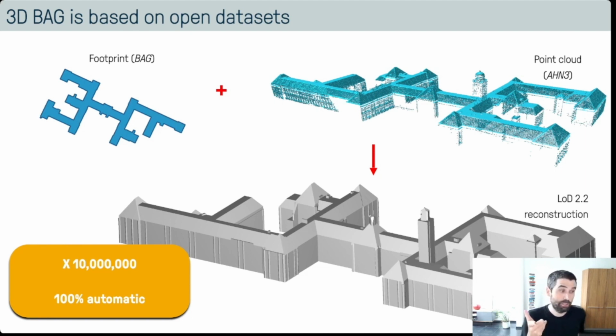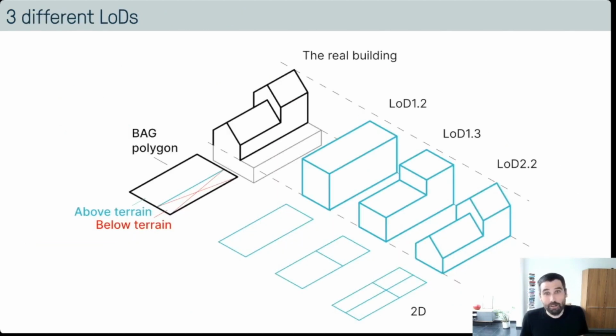So this is the building in which we're working at TU Delft. Basically the project meant that we do this reconstruction, footprint and point clouds, 10 million times, and we do that 100% automatically. The code was written by my colleague Ravi Peters, and it's 100% automatic, and I think it's really nice code. These are the best LOD 2.2 reconstructions that I've seen.